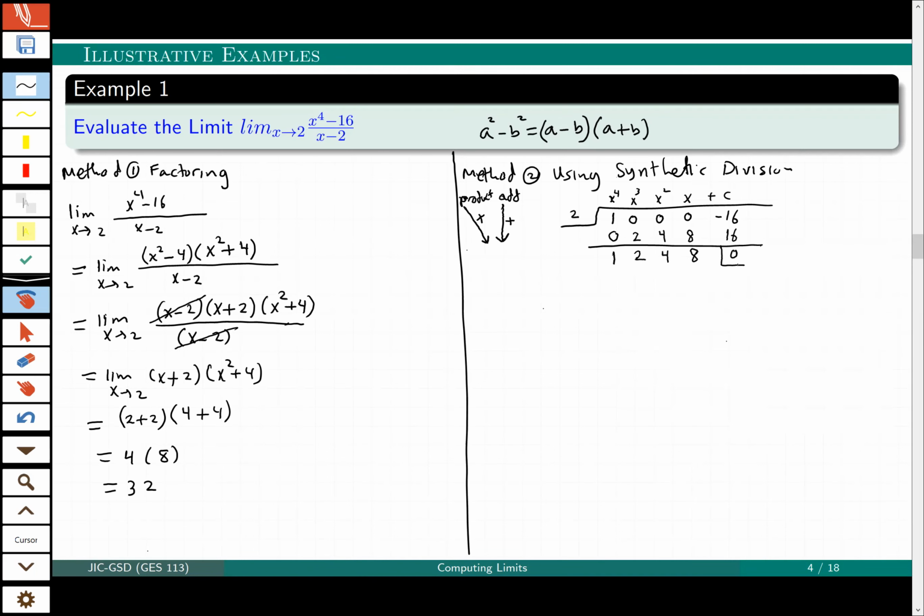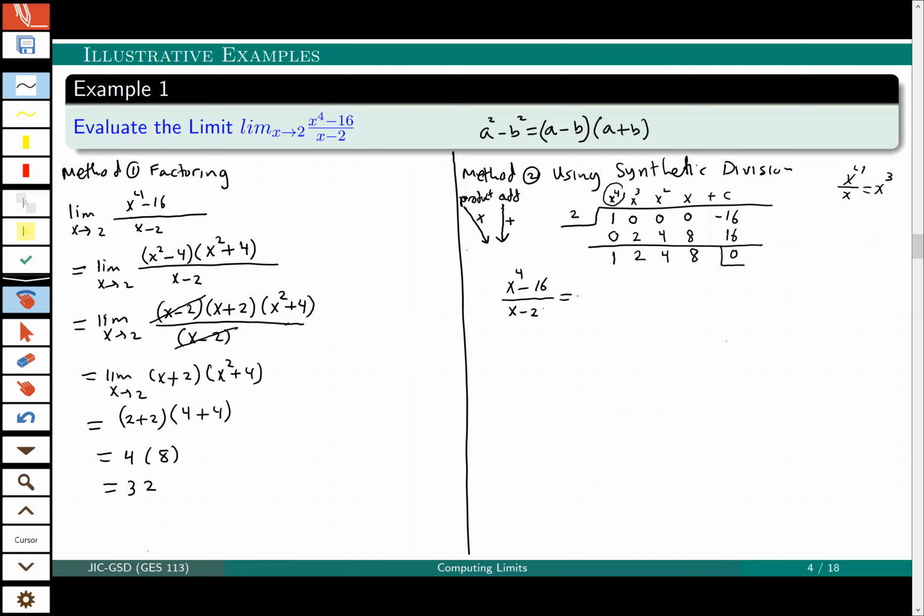Now we have two ways to write the result. Either we say x to the power 4 minus 16 divided by x minus 2 is equal to q of x, the quotient. Quotient is equal to what? We decrease the power 1 degree. We started with degree 4. We decrease it 1 degree because when I divide x to the power 4 by x, I will get x to the power 3. That's why we decrease the power 1 degree.